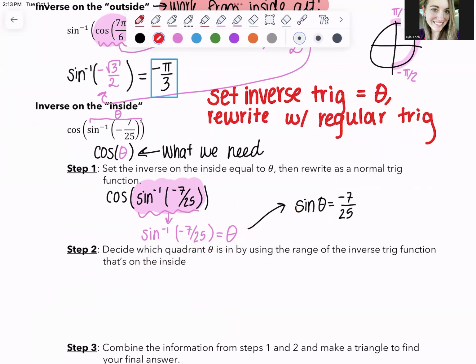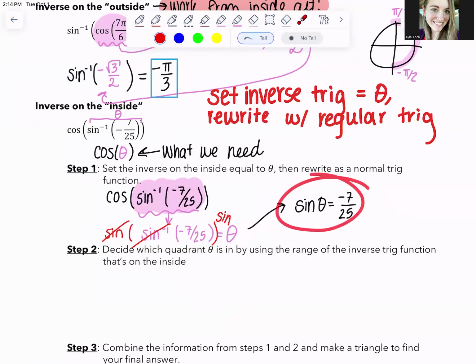Some people like to look at this as taking sine on both sides and having these signs cancel. And this totally works for the case we're using it for here with this composition. We'll talk more about cancellation rules in the video after next. So that's one way you can think about it. That would leave you with negative 7 over 25 is equal to sine theta. Or you just think about it as rewriting it.